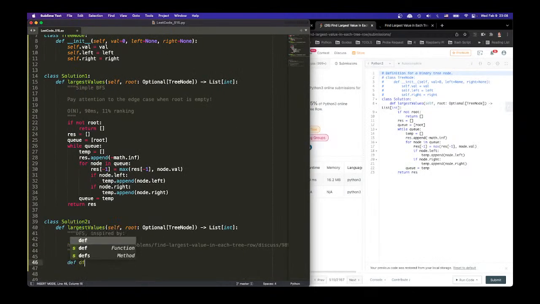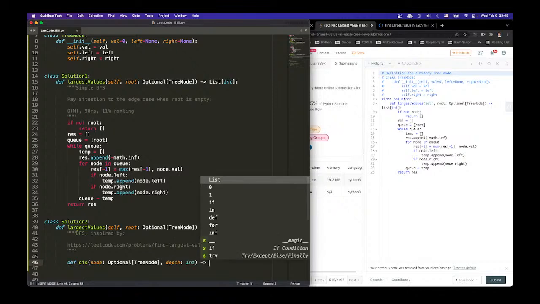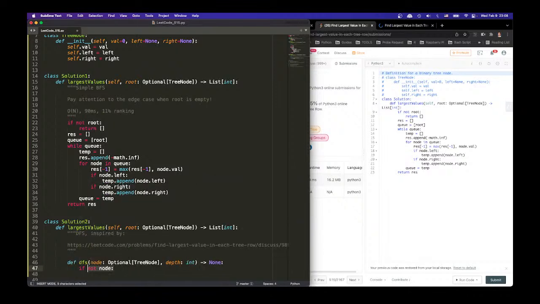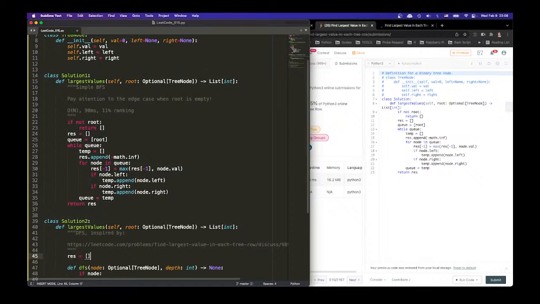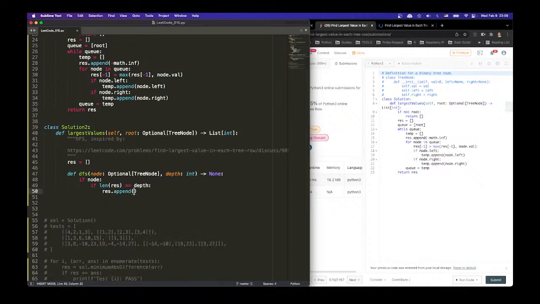Okay, so def DFS, we have a node, right? Tree node, and depth. We need depth. Now we don't have to return anything, just None. And if not node, we just if node. And then we need a result. It's going to be this. So if node, right? And then when we see the depth, we say if len of res is equal to depth, then res.append node.val.